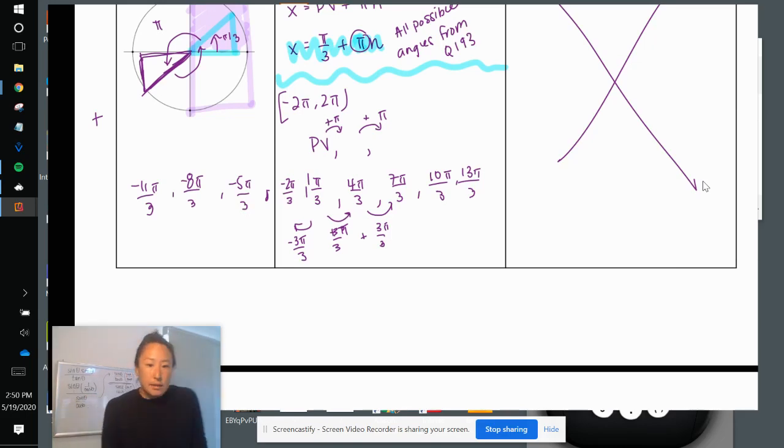Okay, next. Which of these angle measures are between negative 2 pi and 2 pi? So all you got to do, the fraction 4/3.